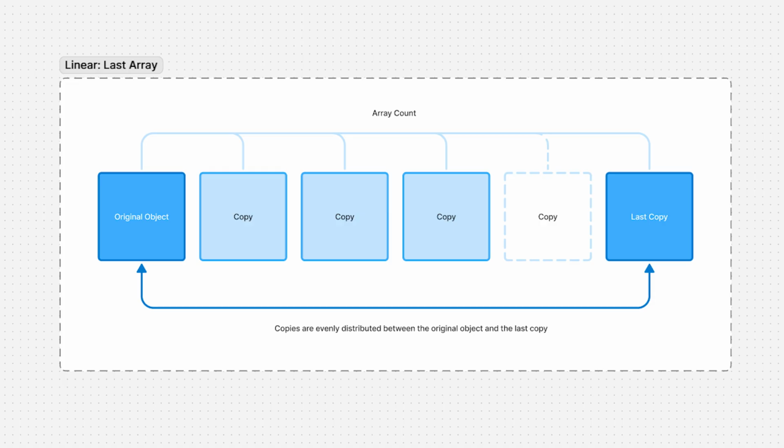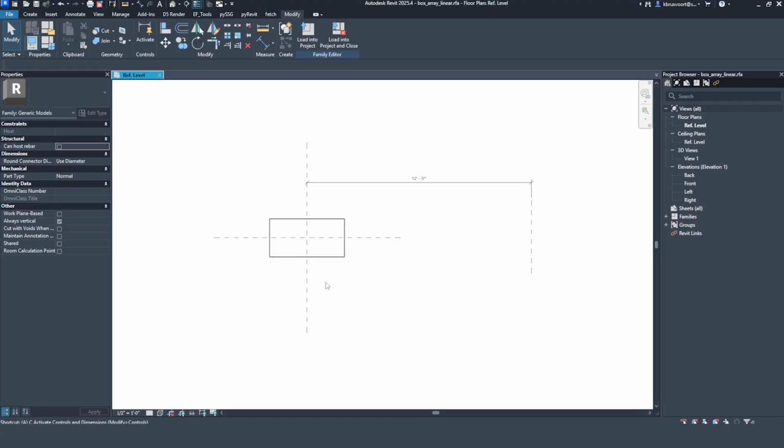With the last method, you define the total span of the first item to the last item. Revit will evenly distribute the items within the overall distance. This is great when you know your total length constraint for a unit and you want to vary the number of items within it. So the same thing will go just like the second method.